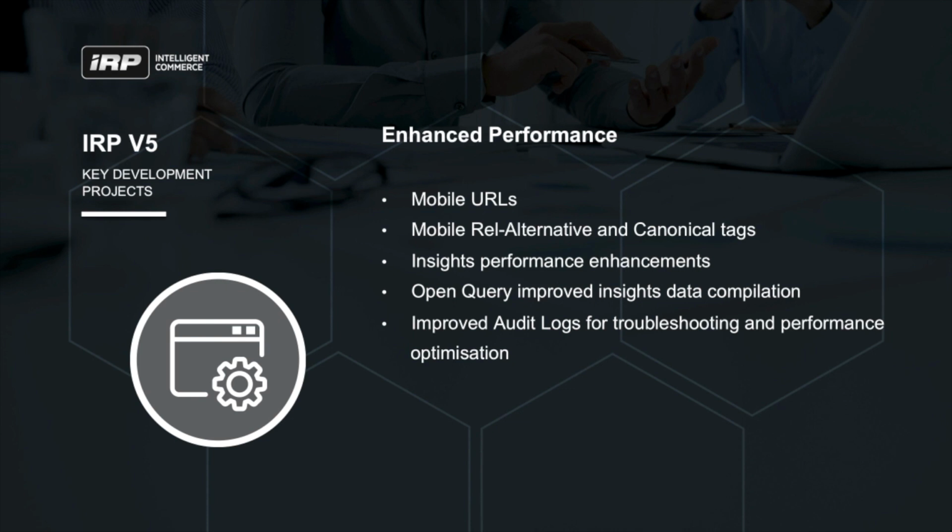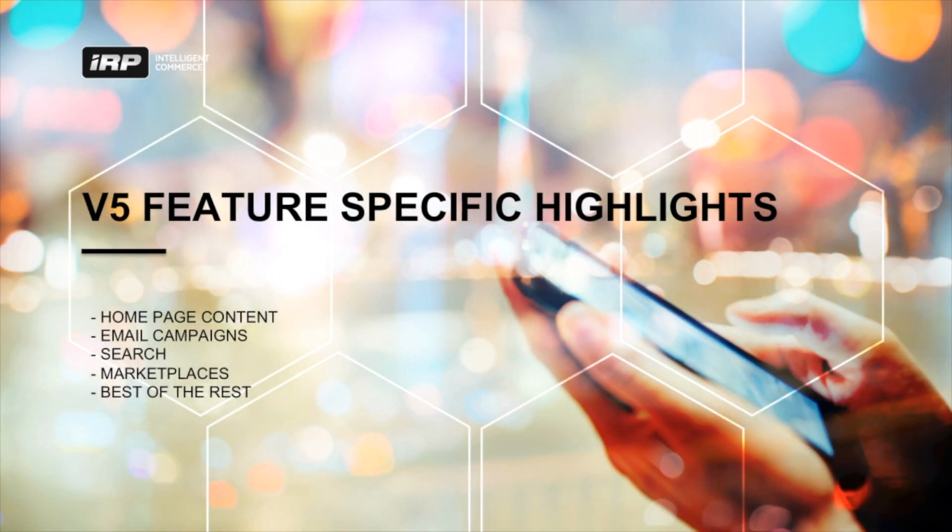Regarding enhanced performance, we've got improved mobile URLs, we've got various best practice tags implemented on mobile. We've improved the performance of insights, added in open query to enable us to extract data from multiple IRPs and give you the best benchmarking and insights on the IRP world. And we've also improved the audit logs in the IRP to enable us to do deeper and faster troubleshooting. So those are the key themes. Now let's look at a few specific feature highlights in more detail. This will include homepage content, email campaigns, search, marketplaces, and a little summary of the best of the rest.